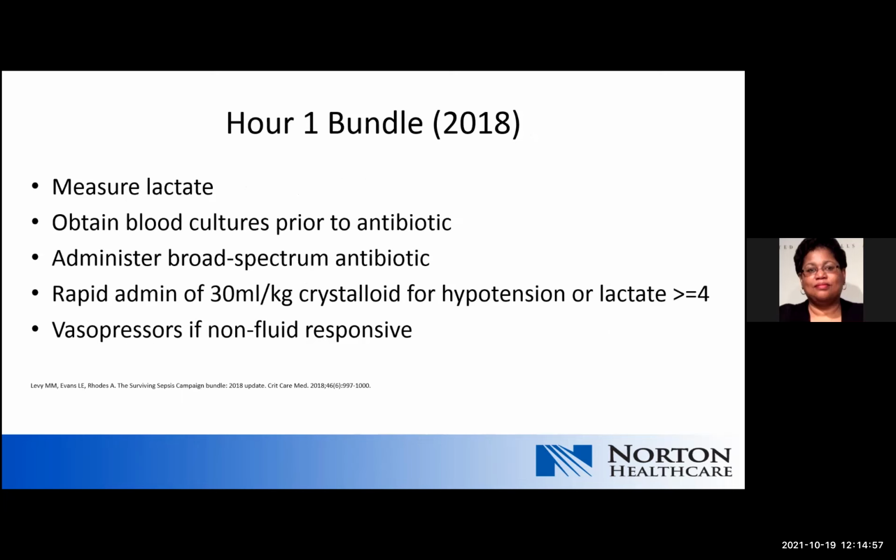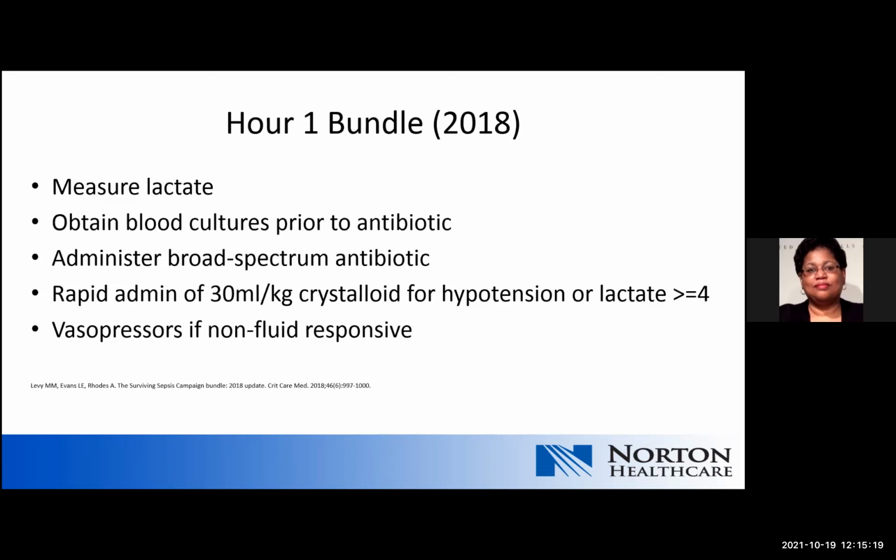And then in 2018, Surviving Sepsis Campaign again came out with an update. Not a lot had changed other than the recognition that we really shouldn't focus so much on the 3-hour and 6-hour components. And they combined it all into the hour 1 bundle. And you can see here, it's essentially everything that was in the 3 and 6 hour, with the goal trying to get it done as soon as possible.